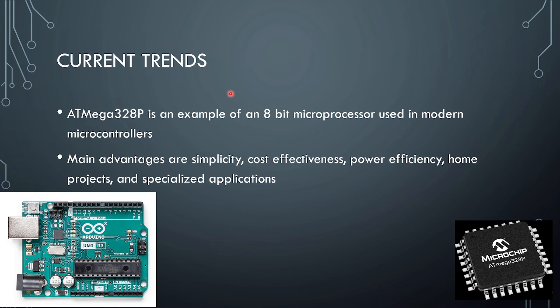So current trends in the industry: the ATmega328P is an example of an 8-bit microprocessor used in modern controllers. The main advantages of using 8-bit microprocessors today is because they are very simple to create, in contrast to 32-bit or 16-bit microprocessors. So they're simpler, they're cheaper, and they also allow for less current leakage and can work in higher temperatures because of this. So they're used a lot in home projects and also specialized embedded applications such as medical technology and sensors for high temperature areas such as engines.